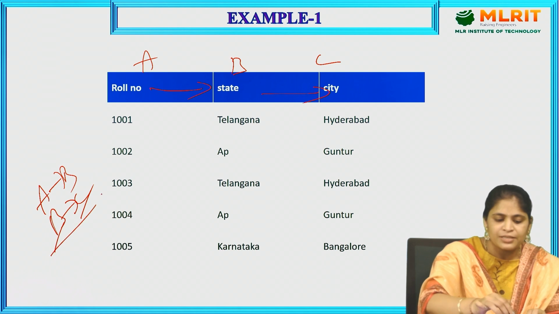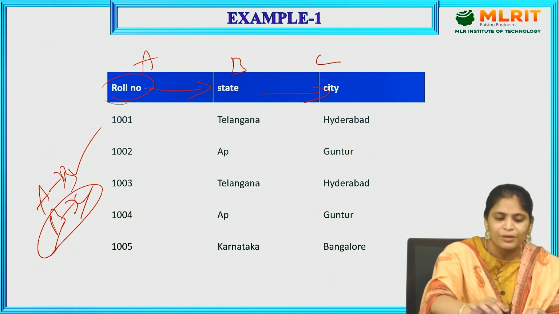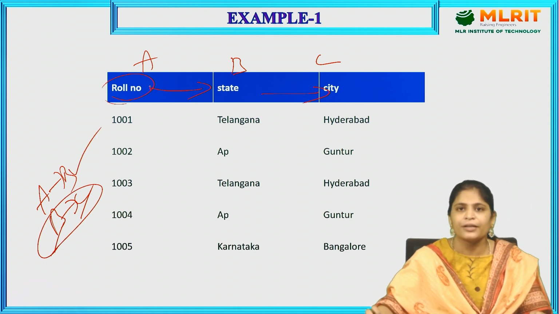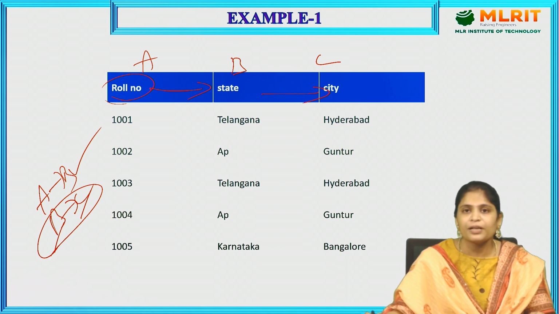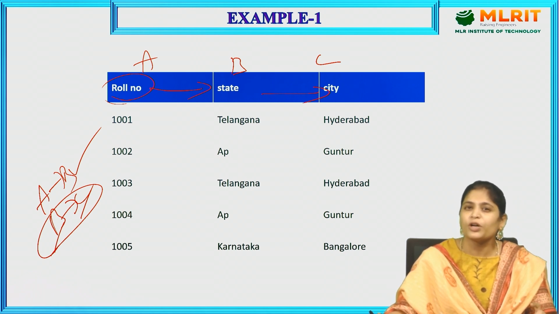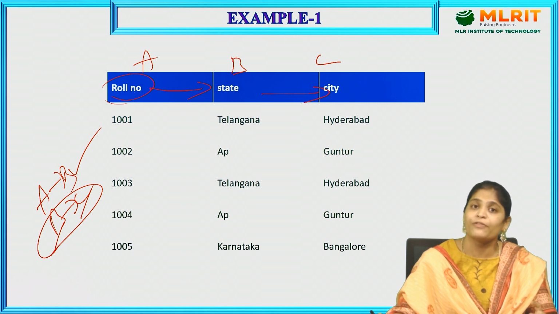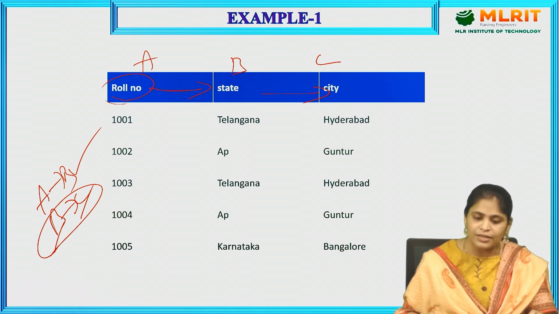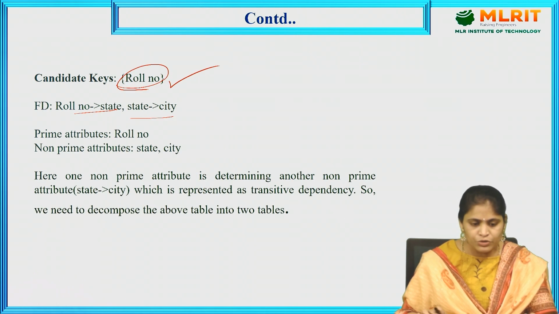The first one is okay. Why? Because this roll number is a key that derives state. But the second functional dependency is not correct. Why? Because one non-prime attribute is deriving another non-prime attribute. That is not at all correct. We have to remove that one. That is the reason we split this table.